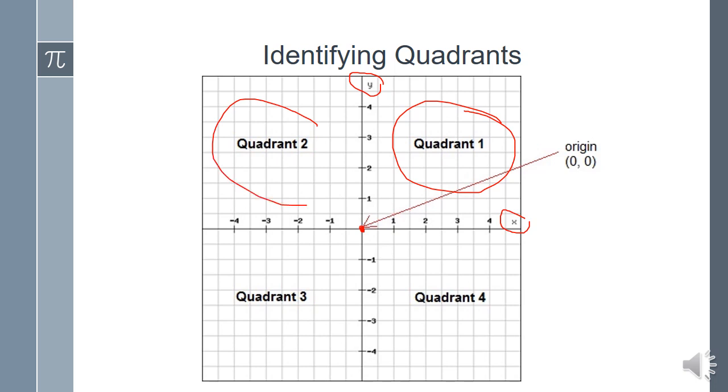Quadrant 2 is the top left corner. Quadrant 3, and then quadrant 4. So the way I remembered it when I was your age is I always started on the top right-hand corner, and then I moved to the left, down, and then over. Okay, so 1, 2, 3, 4. Always start on the top right-hand corner.